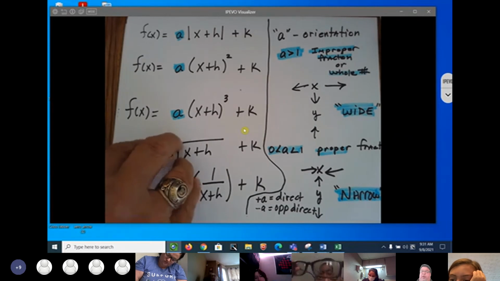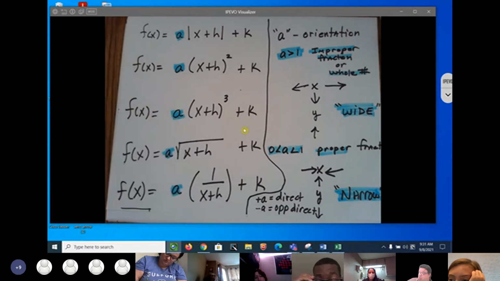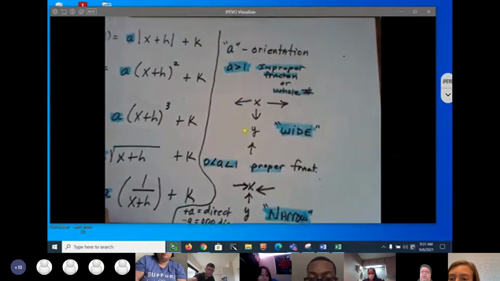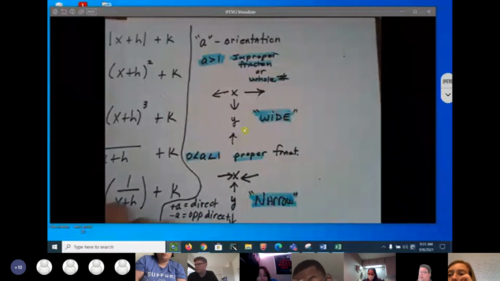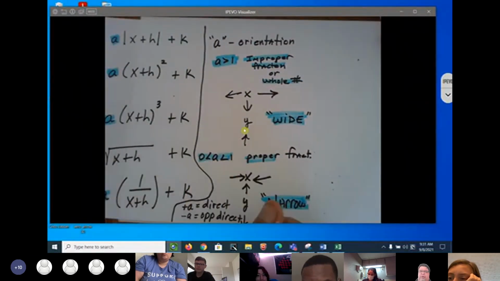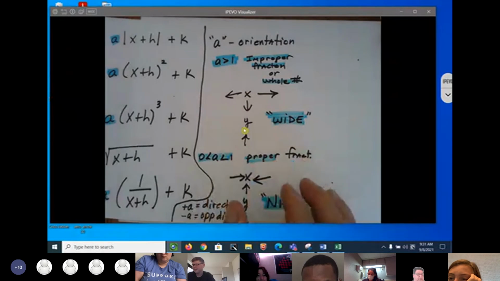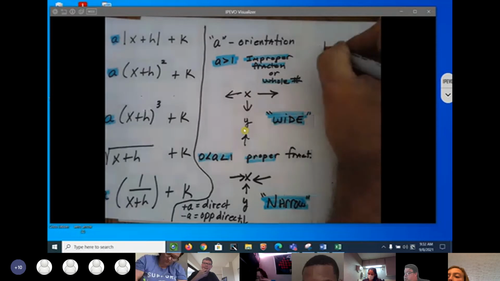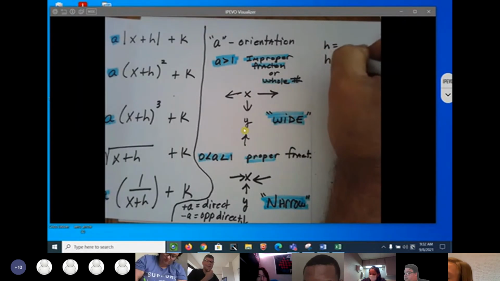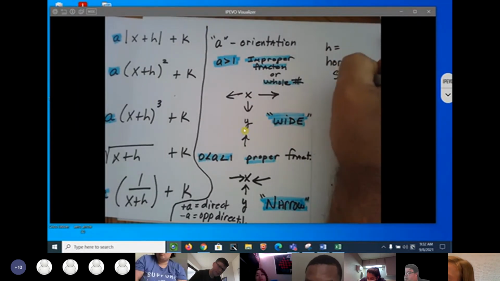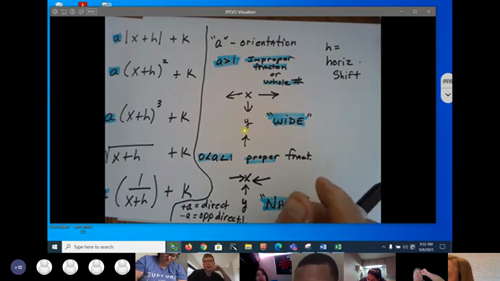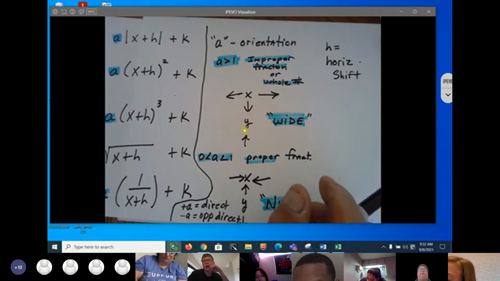Can anybody tell me what H tells us? Horizontal shift. Good job. How did you know that? You must have had a real good algebra teacher. H is the horizontal shift. Just curious, did you remember that from Algebra 1 or 2, or where did you remember that from? I do remember it from Algebra 1 and 2, yes.